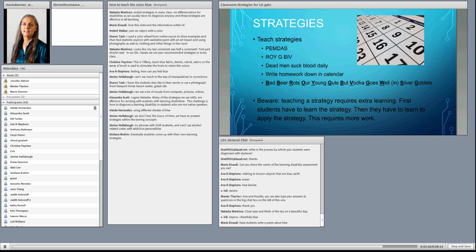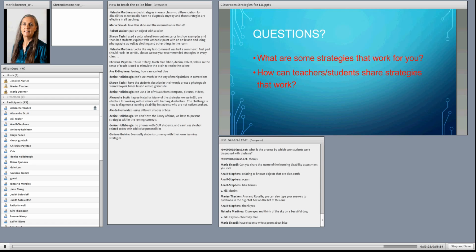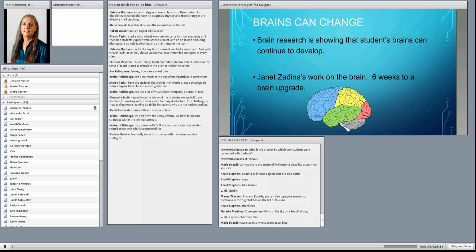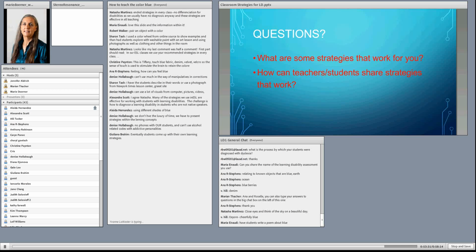I found a really good mnemonic page, and how to make them, and that's referenced at the back. So what are some strategies that work for you? And I think people have been writing that. How can teachers share strategies that work?